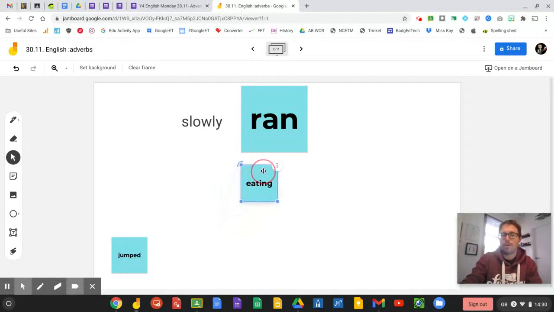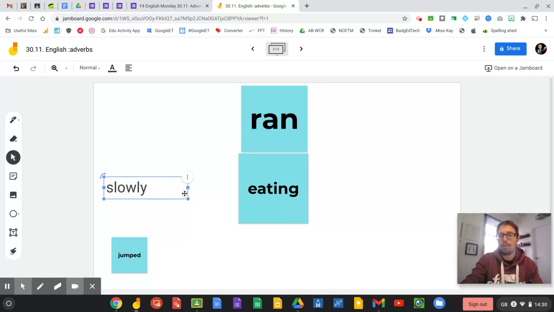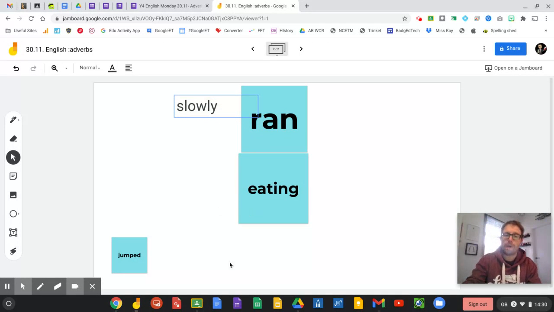Another one we could go for eating. There's all sorts you could do with eating, isn't there? We could have slowly eating cake, or eating pie slowly, or hungrily eating. Doesn't always have to go immediately next to it. We could even have slowly he was eating the pie, because the slowly is still modifying the word eating. So they don't always just have to be next to each other. We're looking at a sentence and we're looking at which word in there is describing how the verb happens.